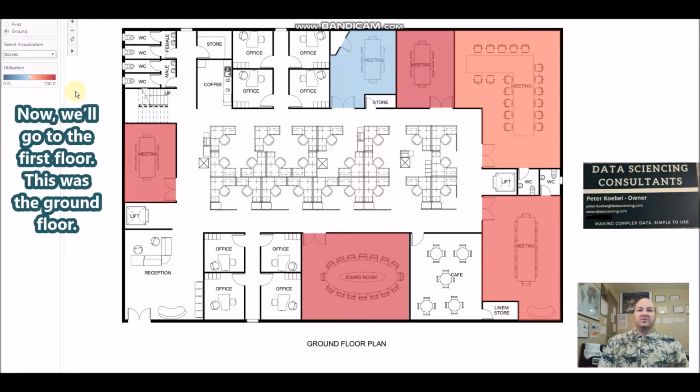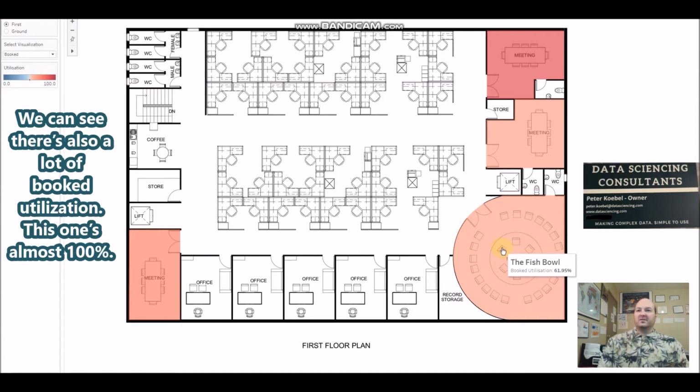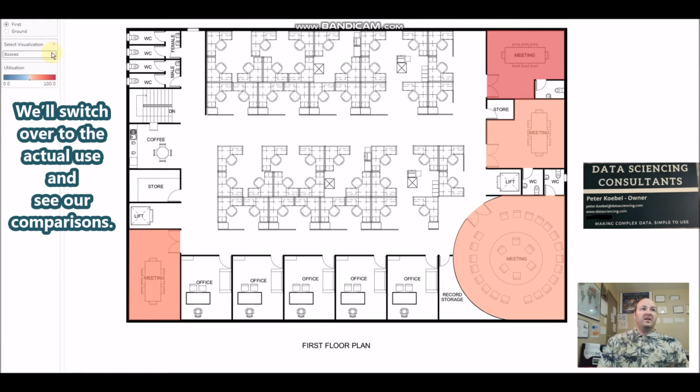Now we'll go to the first floor. This is the ground floor. Switch over this filter. So now we have here the first floor plan, and we see also there's lots of booked utilization. This one's almost 100%. And we'll switch over to the actual use and see our comparisons.